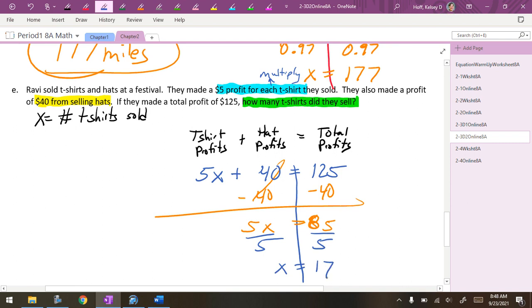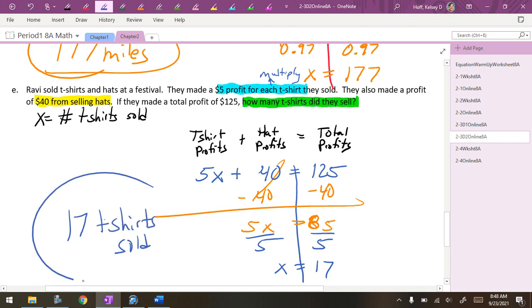17, am I right? Yes, sir. 17, what's my label? T-shirts sold. Now, yesterday I did not make you turn in work, but there's no way you're doing this without work today, agreed? Okay. Now, I printed more papers with boxes, but you may have to use more than one box per problem, agreed? Like you might not be able to fit it in there, and that's fine.